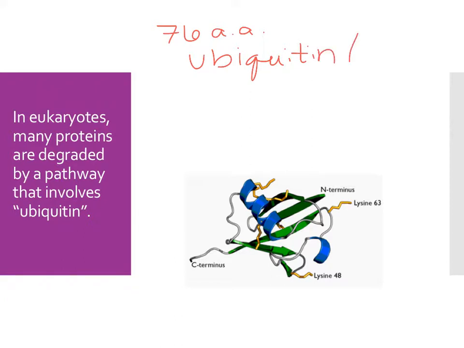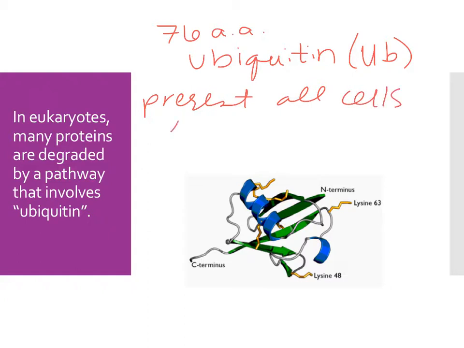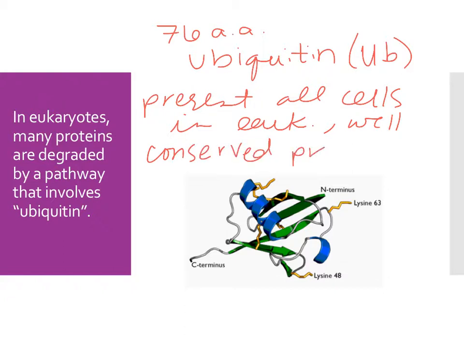Ubiquitin, which is often abbreviated capital U, lowercase b. This little teeny tiny protein is ubiquitous, which is why it's called ubiquitin, which means that it's present in all cells in eukaryotes. And it's particularly a well-conserved protein, which means evolutionarily not much has changed with this protein.